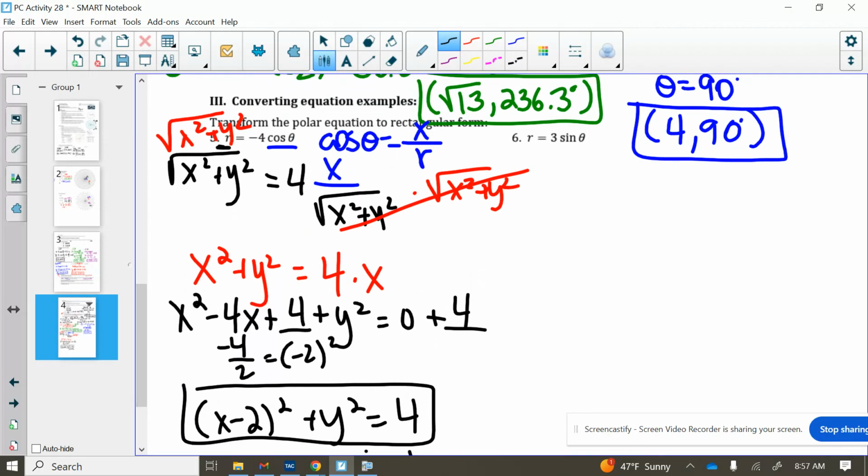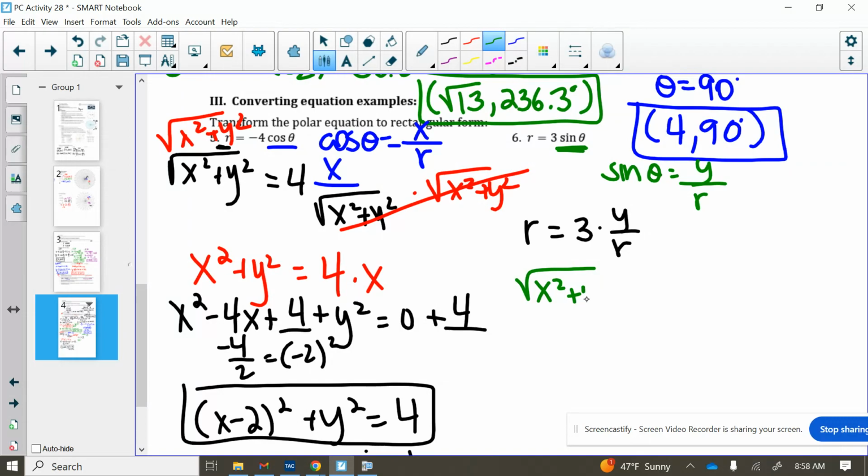So a similar example over here for number 6. This time though, we are dealing with a sine. Reminder, sine is equivalent to your y value over your r value. So if we plug that in, r equals 3 times y over r. We could substitute in then for the r, the square root of x squared plus y squared on both sides.